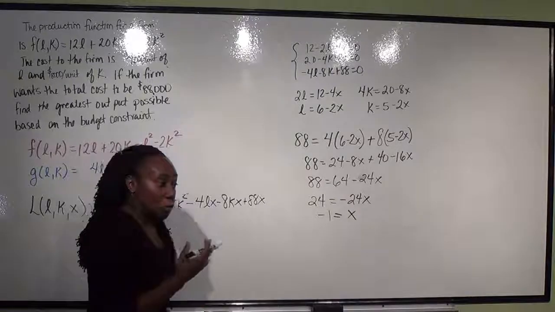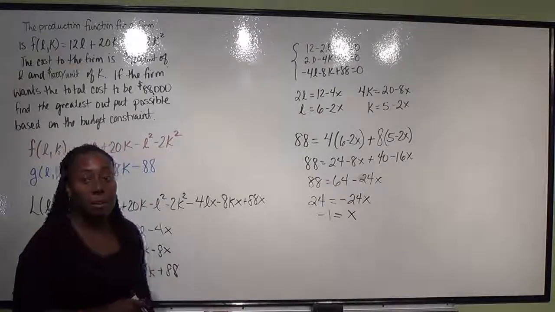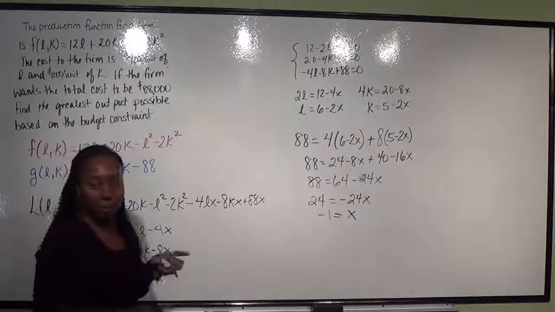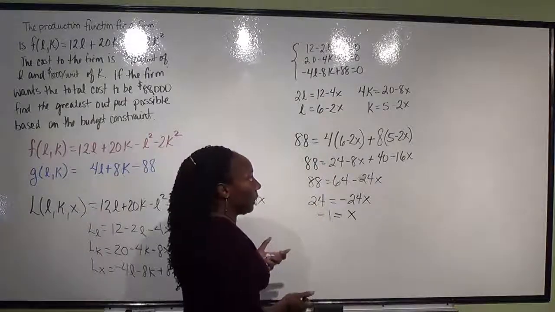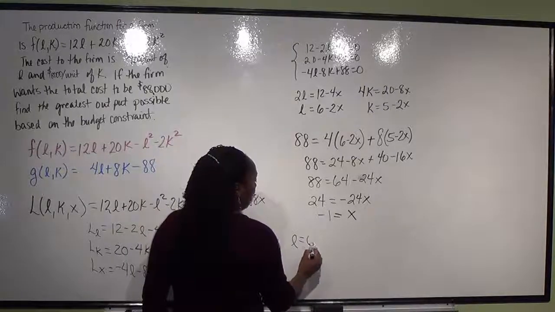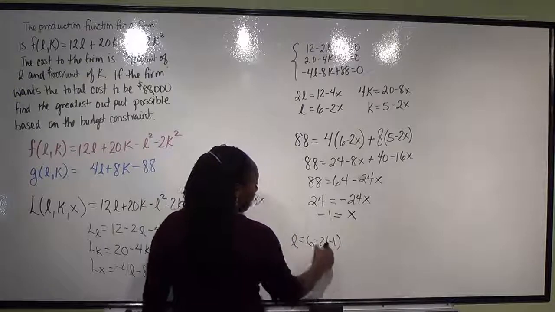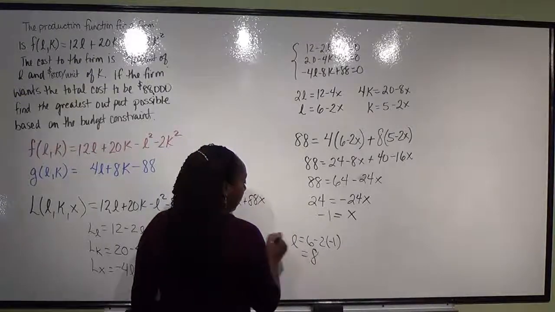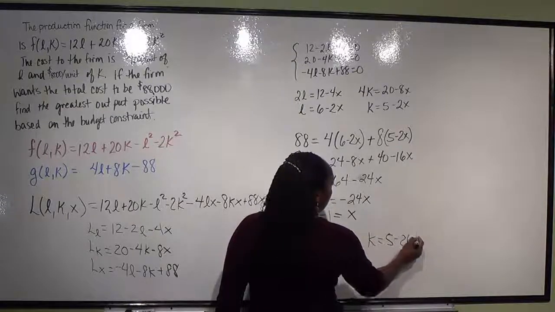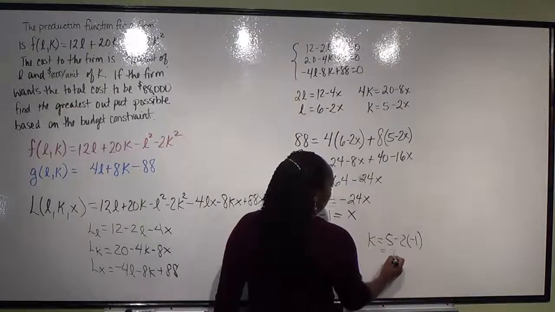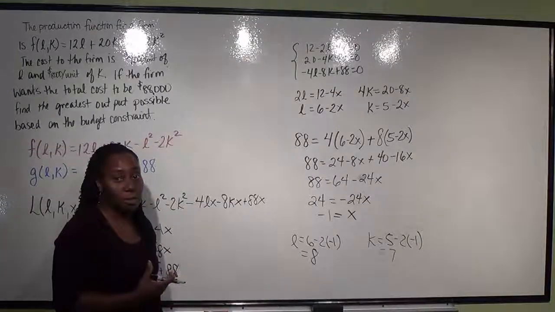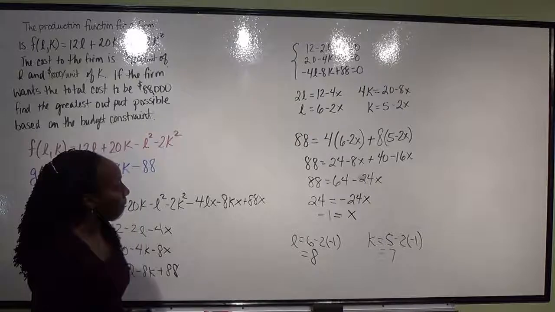Okay. You should be almost hesitant that you're getting a negative there, but remember lambda is our Lagrange multiplier, so it's okay for that to be negative, as long as our L and K don't come out negative. So now we can plug back in. L is 6 minus 2 times a negative 1, which is 6 plus 2, or 8. And K equals 5 minus 2 times negative 1, which is 5 plus 2, or 7. And so both of those are coming out positive, which is good. That's what we want. Okay?